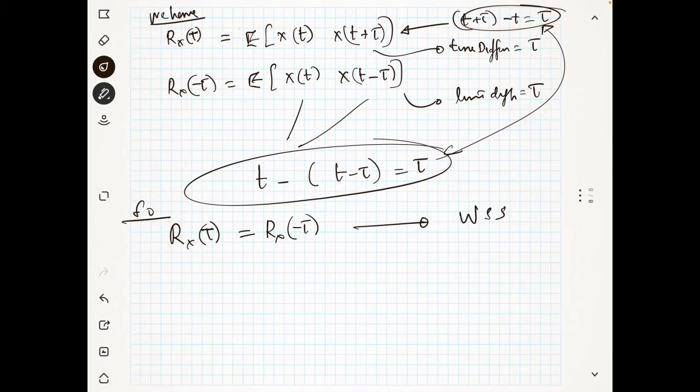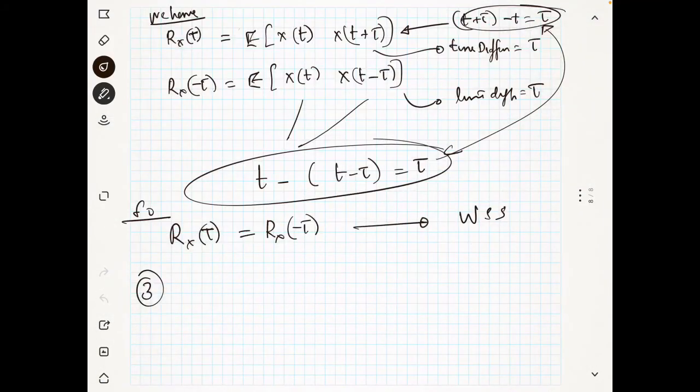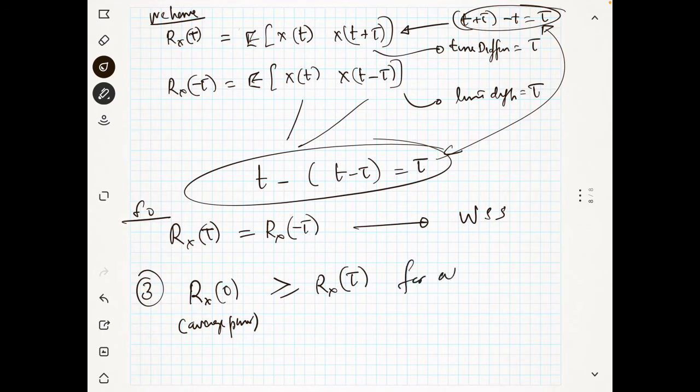And I told you, the third property, I think this is the third property, is that Rx of 0, that means if you are observing at the same time, that means the average power, Rx of 0 will always be greater than or equal to Rx of tau for all tau.